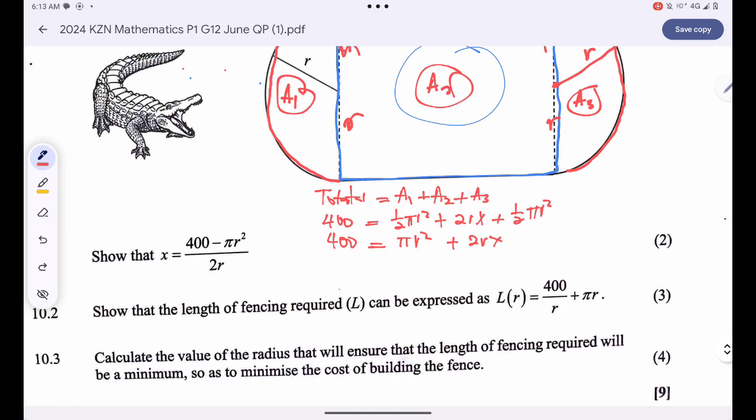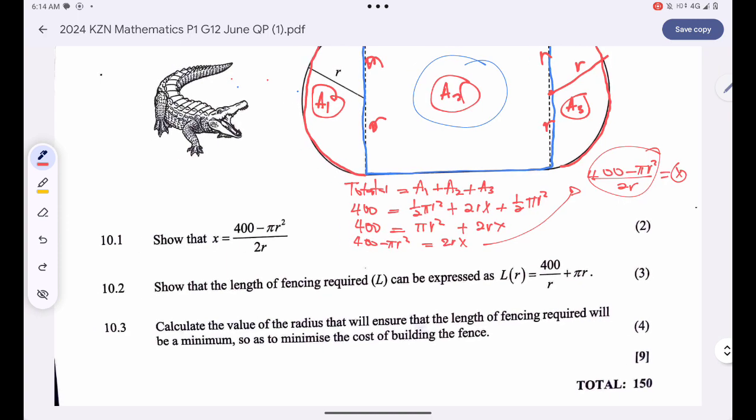But before I do that, I must take the pi r squared to the other side. That's 400 minus pi r squared, this is equal to 2r multiplied by x. If I divide both sides by 2r, I'll therefore end up having 400 minus pi r squared all over 2r is equal to x. Now I've proven that x is equal to that.